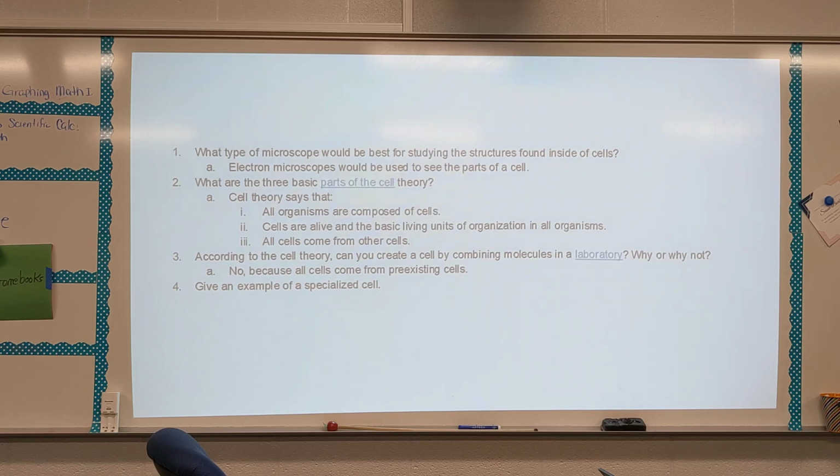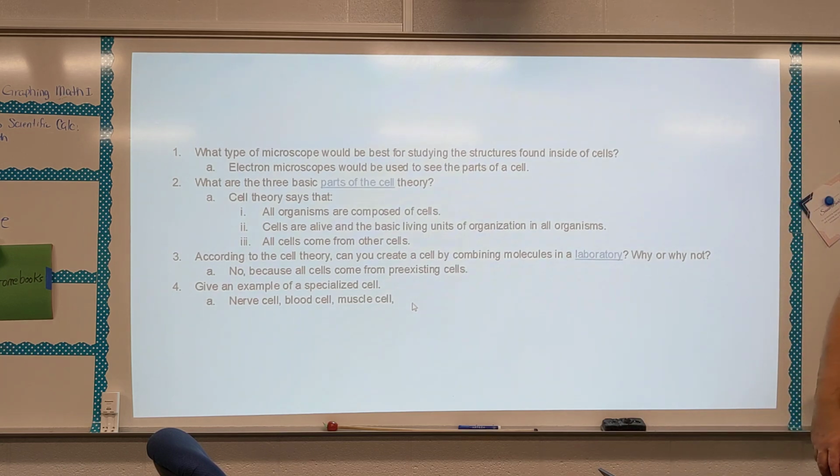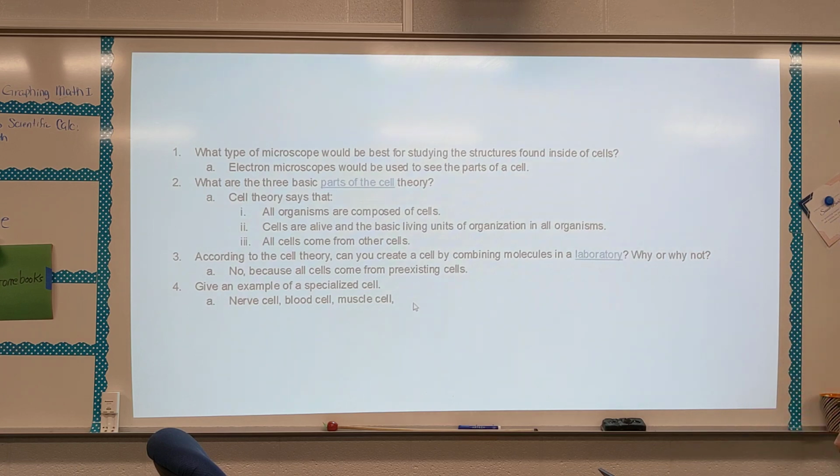Give an example of a specialized cell: nerve cell, blood cell, muscle cell, kidney cell, brain cell, eyeball cell, skin cell, hair cells. Okay? Isn't hair dead cells? No, it's just protein. Someone told me hair was dead. But it is dead, it's not living. Your hair follicle is alive because it has to make the hair.